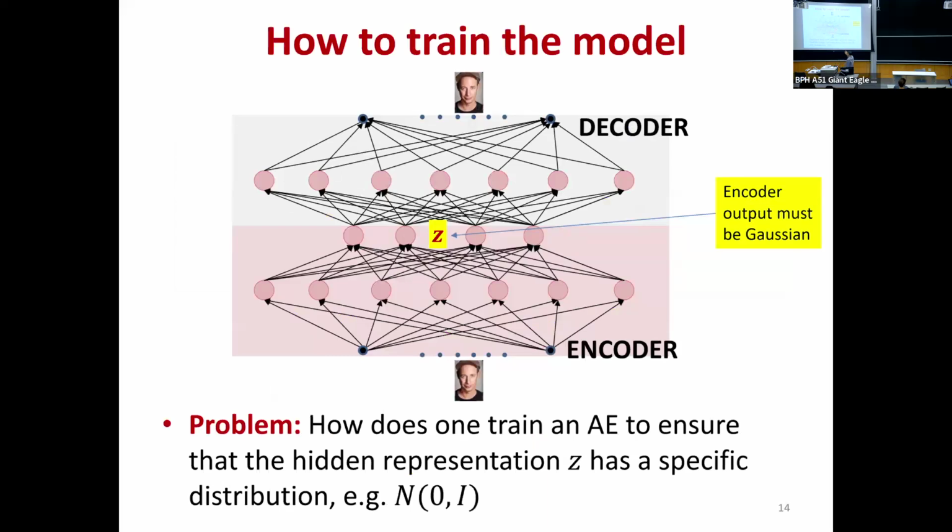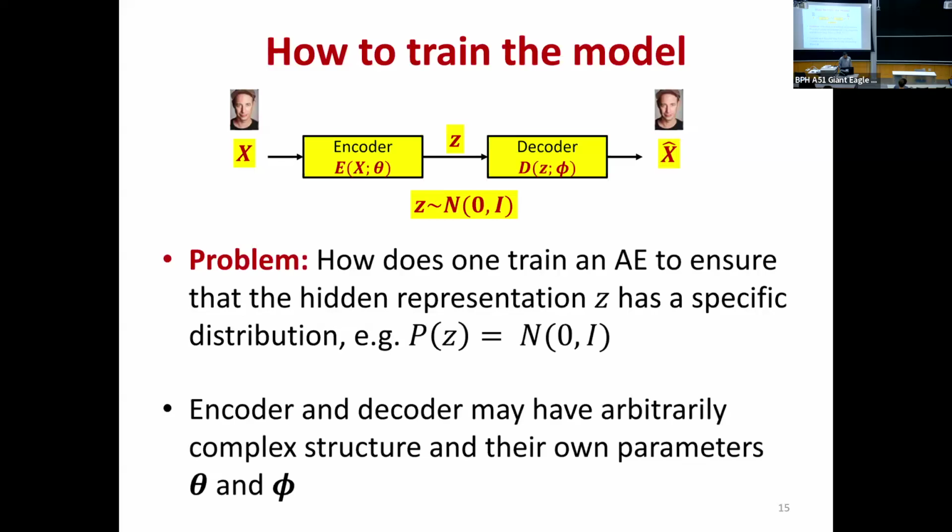Again, here's what we did when we trained the autoencoder. We fed it some input, it generated some output. We tried to minimize the error between the input and the output. We still want to do the same thing, but now we have an additional constraint: the distribution of z, the latent variable, should follow a pre-specified form like the standard Gaussian. So how do we do this? Here's the model again, I'm redrawing it. We have an encoder E with its parameters theta that takes in the data and generates the latent variable z. And then the decoder D with its parameters phi, which transforms the z back to the data.